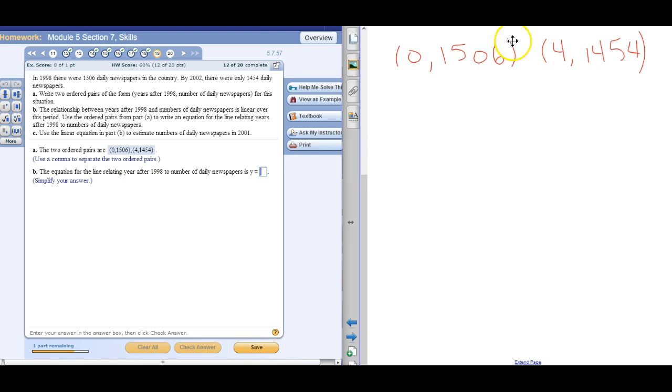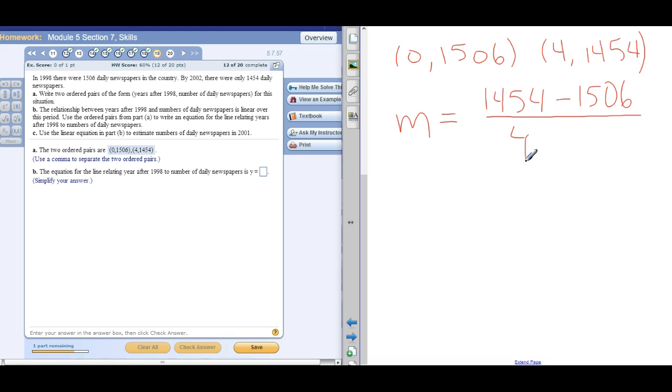All we need, because this is the y-intercept, okay, when the x coordinate is 0, that's b, that's the y-intercept. So we want an equation in that mx plus b form. So all we need to do here is find the slope. All right, and remember the slope, you subtract the y-coordinate, so 1454 minus 1506, that's subtracting y-coordinates, and divide by subtracting x-coordinates. So 4 was with the 1454 minus 0. And when I subtract these two values, I get negative 52 over 4. And then you do that division, that's negative 13. So our slope is negative 13.